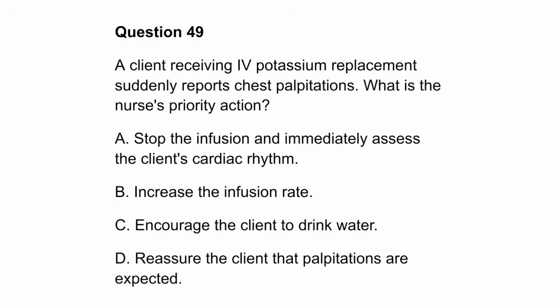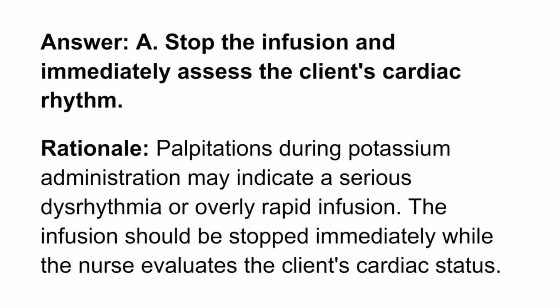Question 49. A client receiving IV potassium replacement suddenly reports chest palpitations. What is the nurse's priority action? A. Stop the infusion and immediately assess the client's cardiac rhythm. B. Increase the infusion rate. C. Encourage the client to drink water. D. Reassure the client that palpitations are expected. Answer: A. Rationale: palpitations during potassium administration may indicate a serious dysrhythmia or overly rapid infusion. The infusion should be stopped immediately while the nurse evaluates the client's cardiac status.